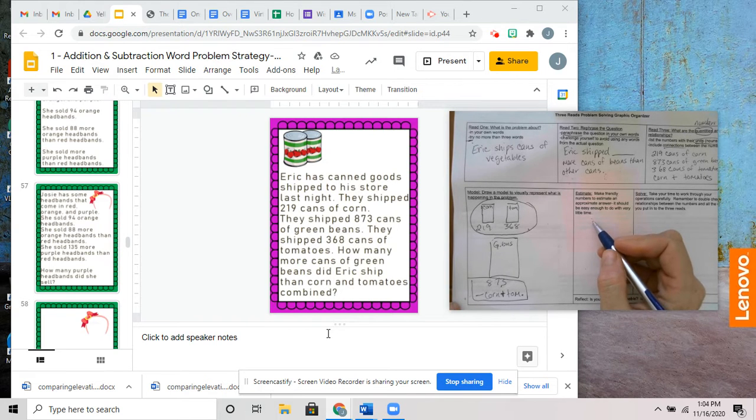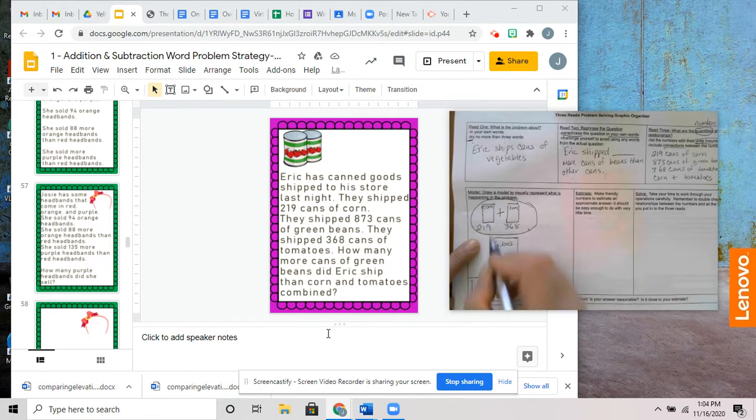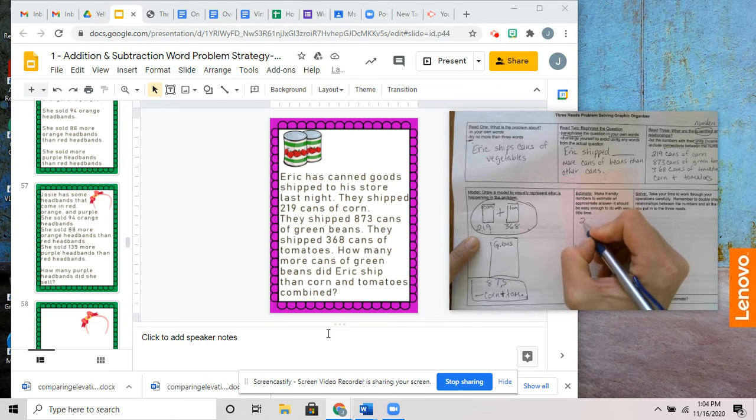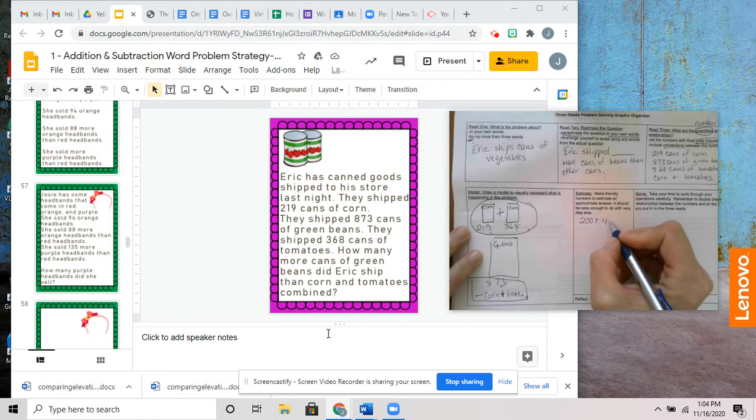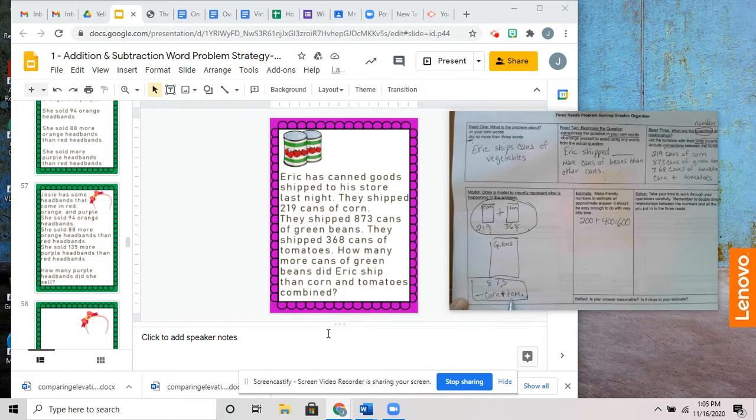All right, so now we have to estimate. If I am combining my corn and tomatoes, I want to make these friendly numbers. 219 rounded to the nearest 100 is 200. 368 rounded to the nearest 100 is 400, which means that together they are 600. But now I have to subtract the corn and tomatoes, right? This is my C plus T. I have to subtract that from my green beans. My green beans are 873 cans, so if I round that to the nearest 100, it's 900 minus 600.